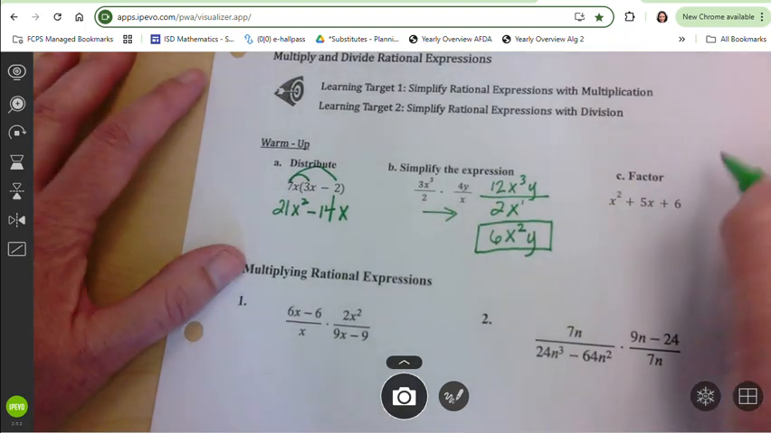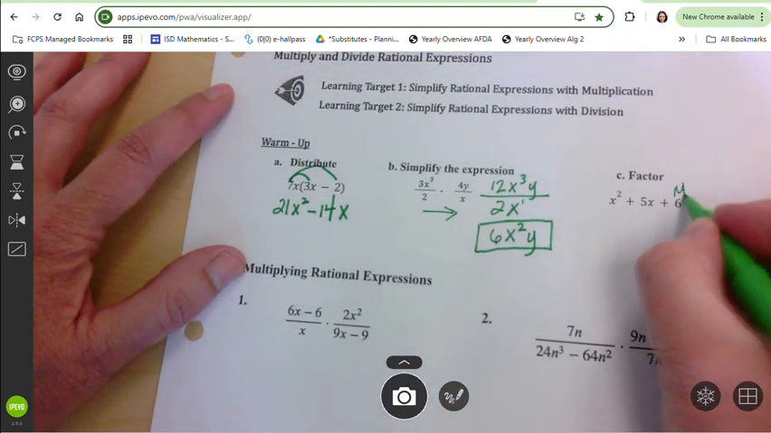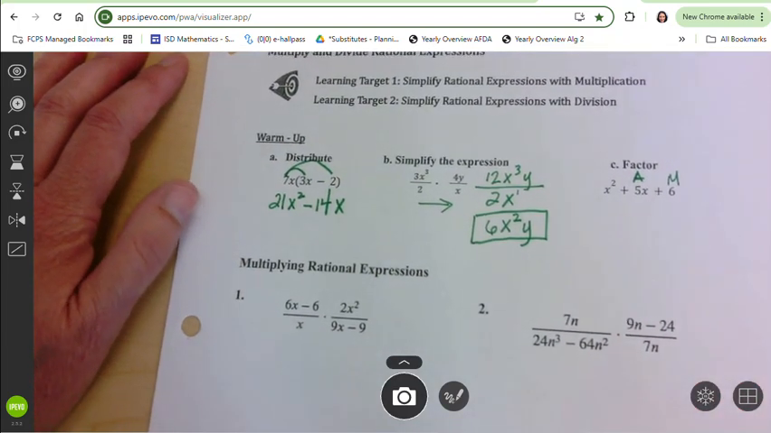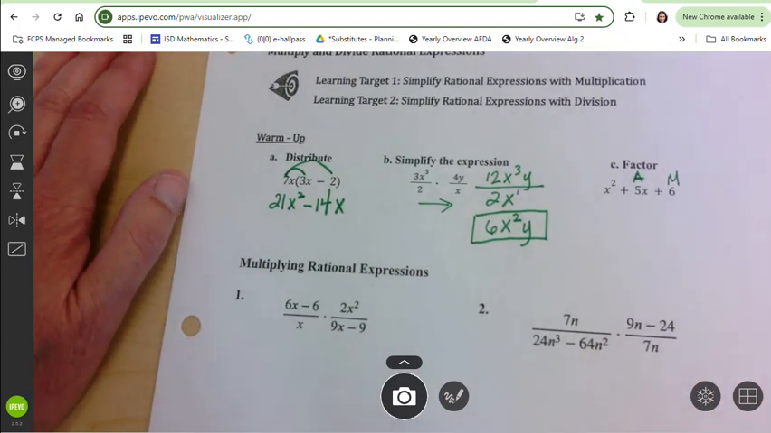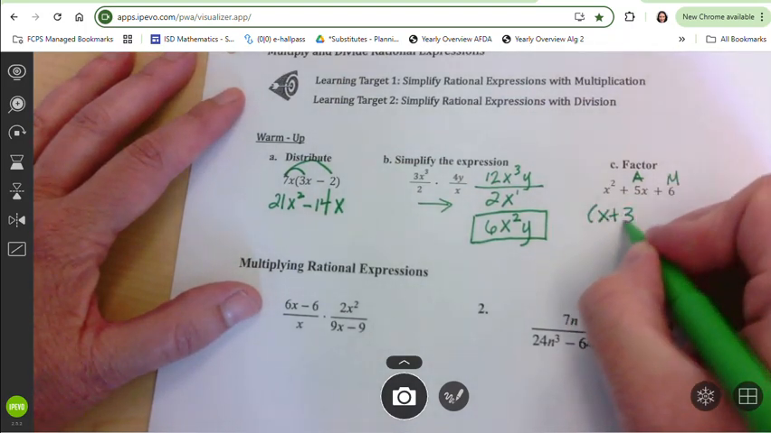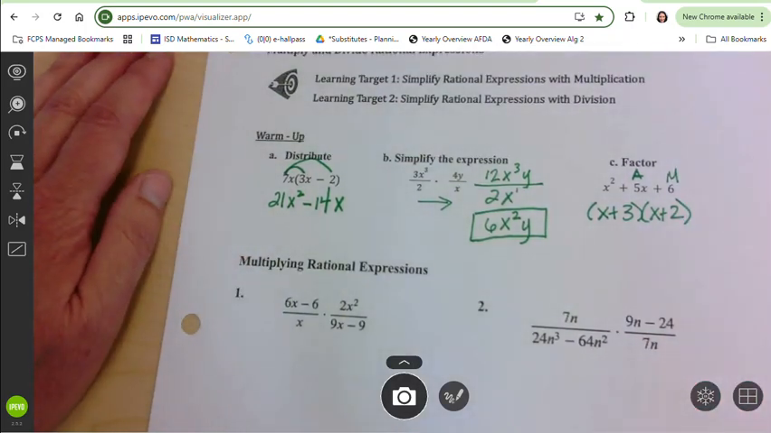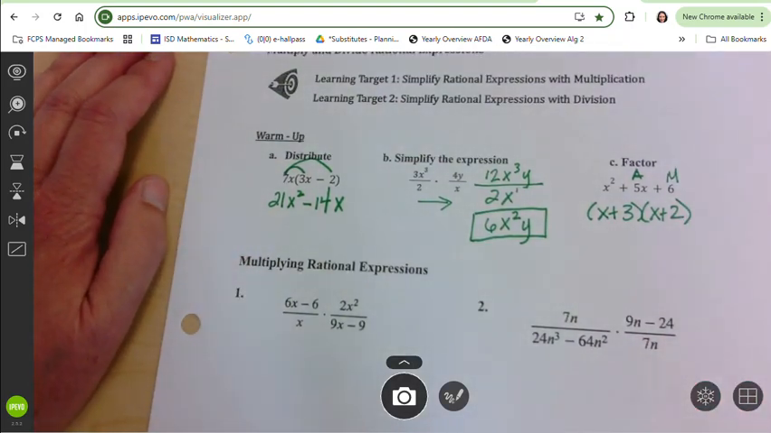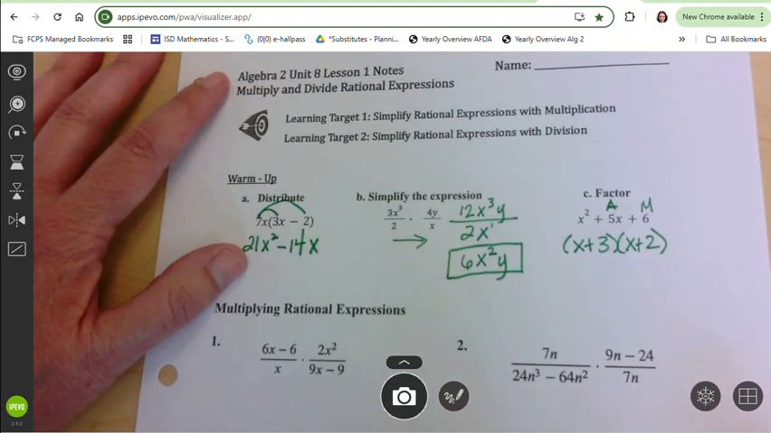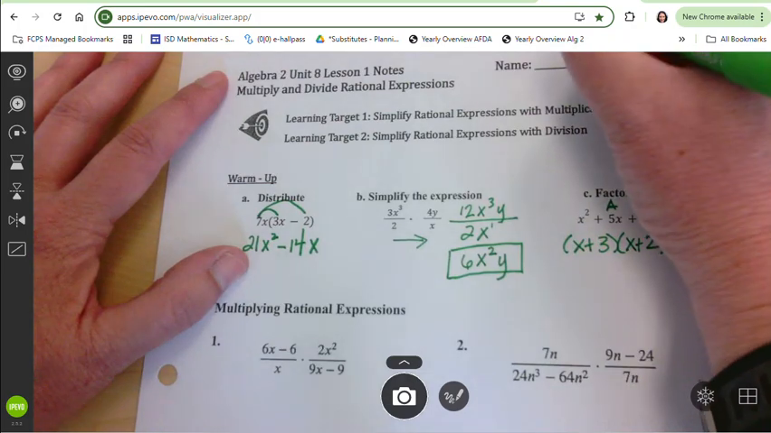All right, so this one, we're just looking for the numbers that multiply to 6 and add to 5. What were the numbers that multiply to 6 and add to 5? 3 and 2, good. So then your factors are x plus 3 times x plus 2. That was an easy kind of factoring because we just had 1x squared. But let's review a problem that's a little bit harder because you are going to have to do some of these today.